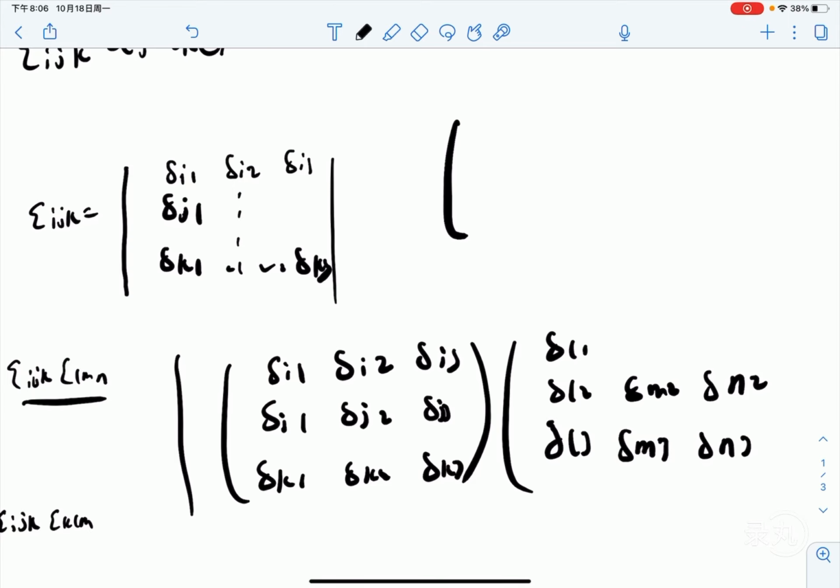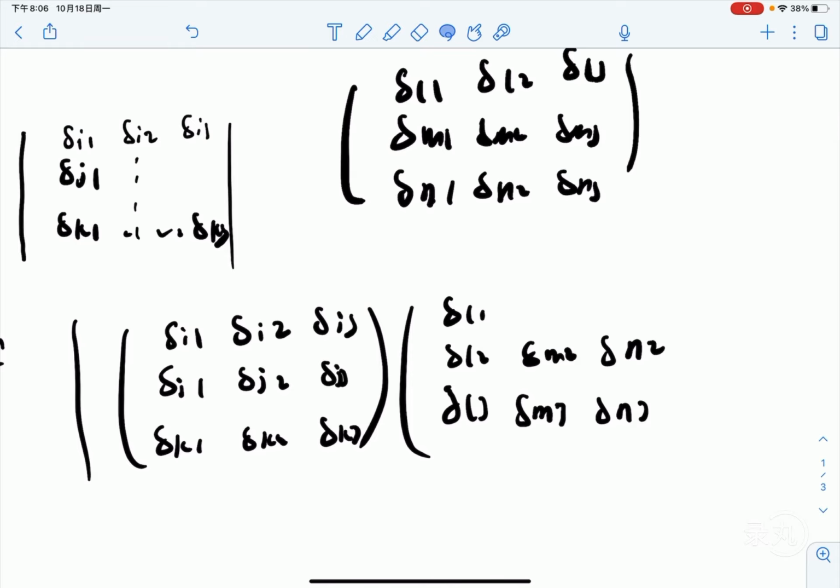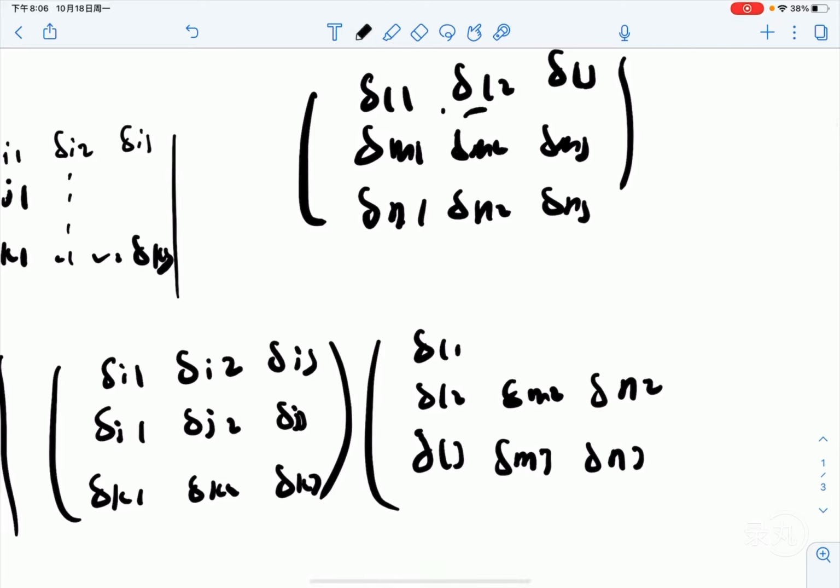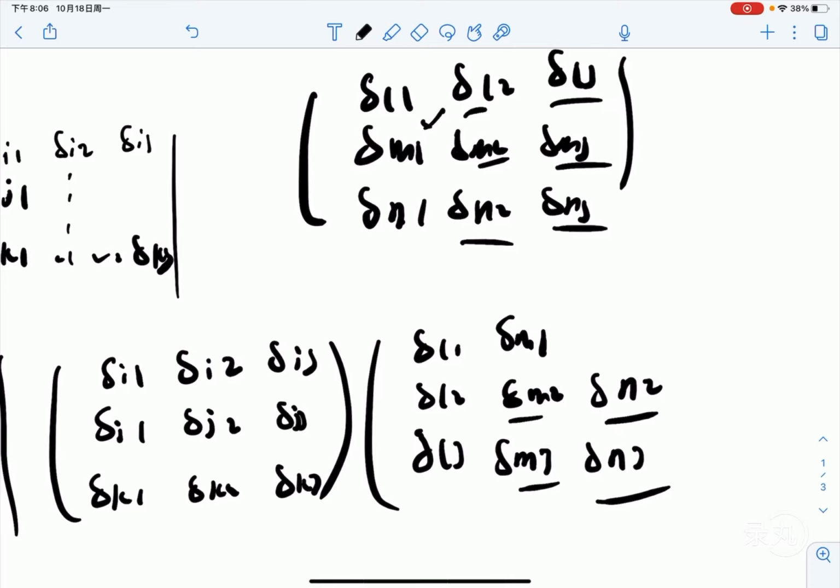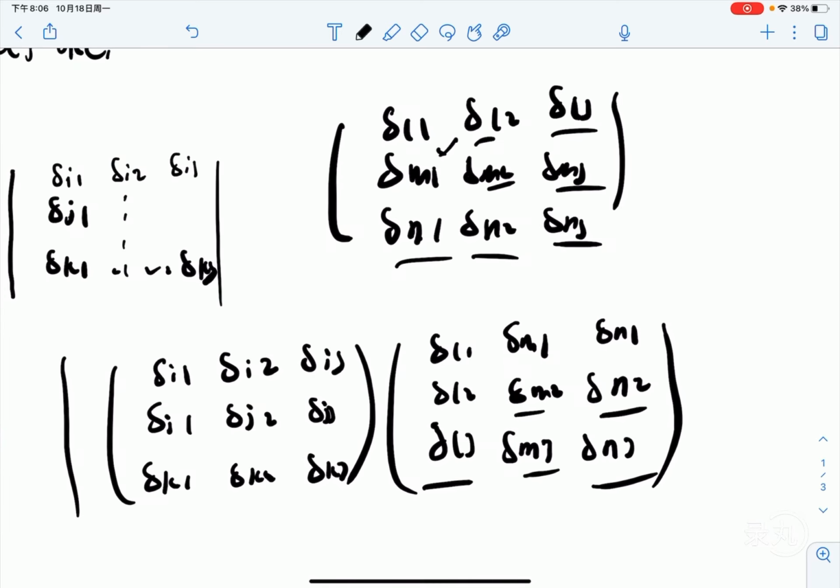So this one is equal to L1, L2, L3, M1, M2, M3, N1, N2, and N3. And taking the transpose, you just go from here to here, and here to here, and 1, 2, and 3, and 3, and 2, and this one is L3, and 1. Here we go.